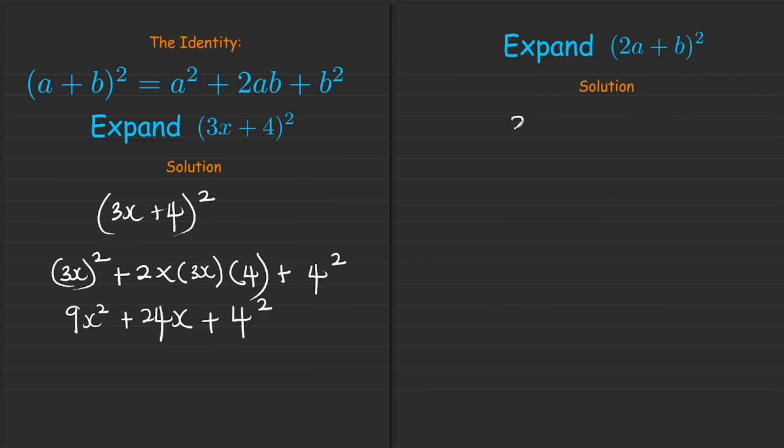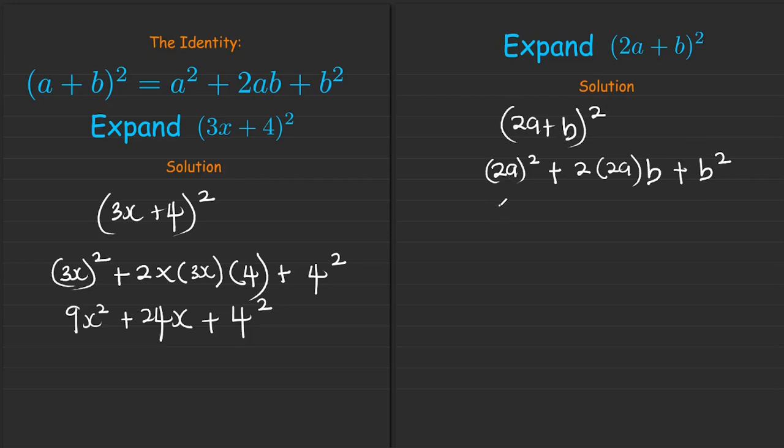So we have (2a + b) all squared. As I said, there is no need writing the brackets as a repeated factor. But using the identity, we know the first term is 2a. So we have our 2a, then we square it, plus 2 times the first term, which is 2a, then times the second term, which is b. And then your second term squared. So we have our b all squared.